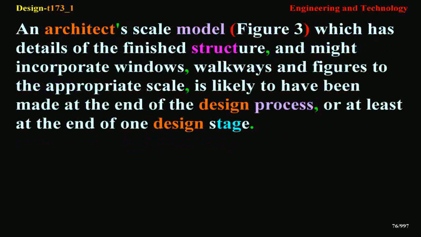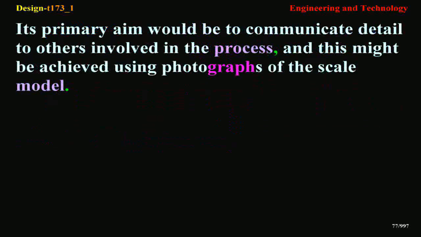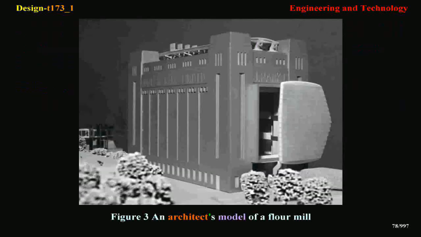An architect's scale model, figure 3, which has details of the finished structure, and might incorporate windows, walkways and figures to the appropriate scale, is likely to have been made at the end of the design process, or at least at the end of one design stage. Its primary aim would be to communicate detail to others involved in the process, and this might be achieved using photographs of the scale model. Figure 3, an architect's model of a flour mill.